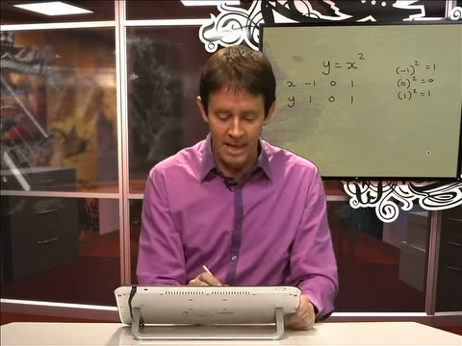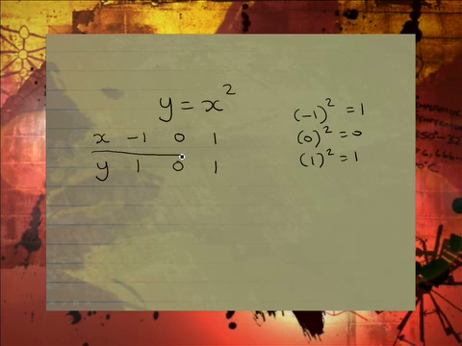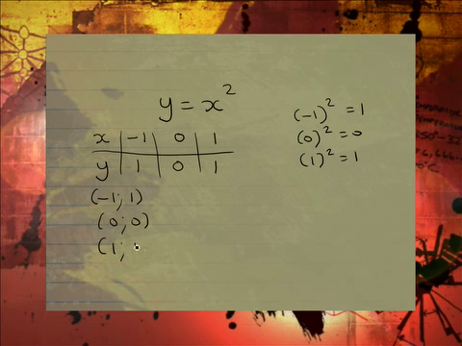Now watch this. What we've got is this little table method here, and we can group this as a set of points. So in other words, you've got x is -1 and the corresponding y is 1. x is 0 and y is 0. x is 1 and y is 1.